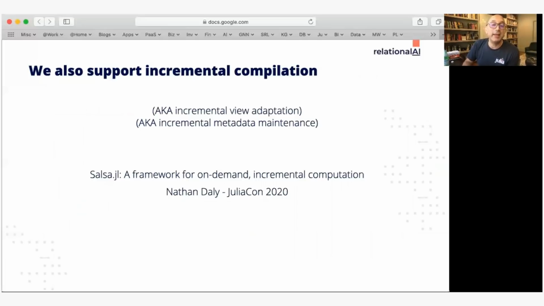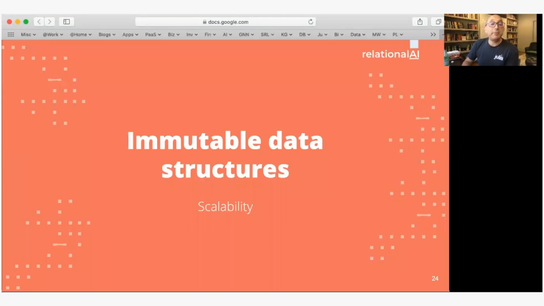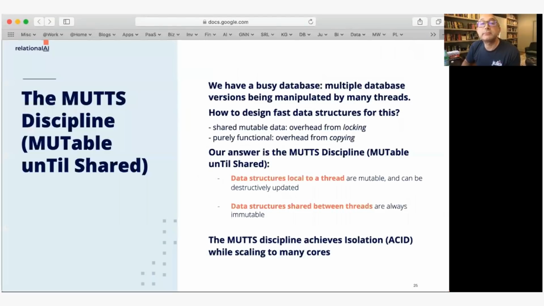I'm not going to talk about that today. Please check out Nathan's talk at this JuliaCon on Salsa.jl about how we do that and the vast ramifications of that. This Salsa work is based on work done by the Rust community, and the incremental maintenance work that I described earlier was based on work by Frank McSherry, who's built systems that do differential dataflow and timely dataflow. The next capability is immutable data structures.